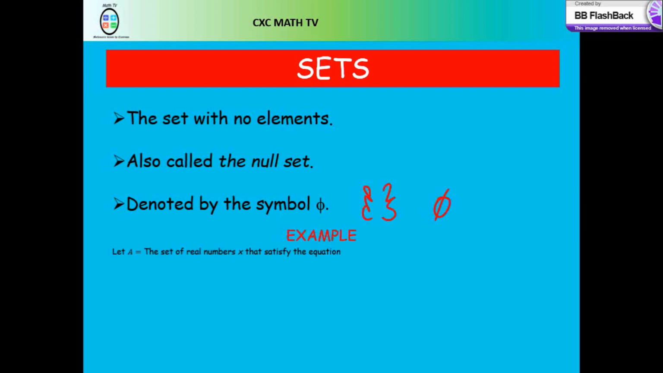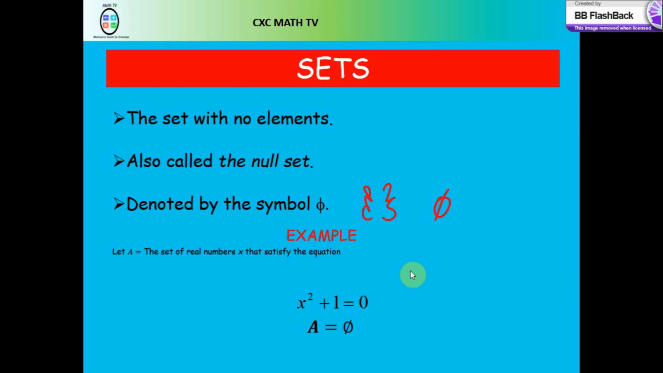Example, let A be the set of real numbers that satisfy the equation x squared plus 1 equals 0. Now in this case, if you're to solve this equation, you'd never get any answer. And so guess what? This is a null set. So the result, if you're to try to solve this equation, we get a null set. Nothing is in there.